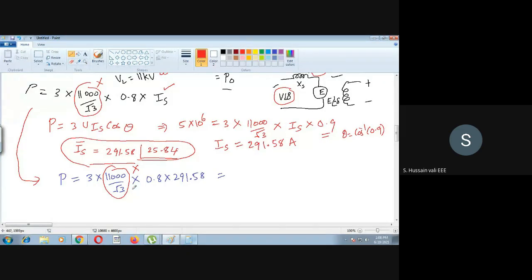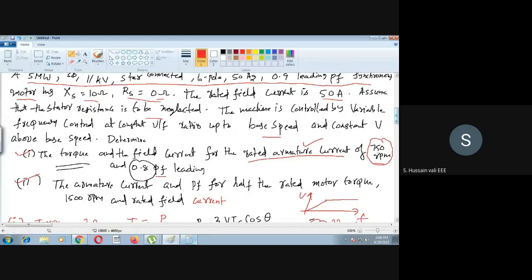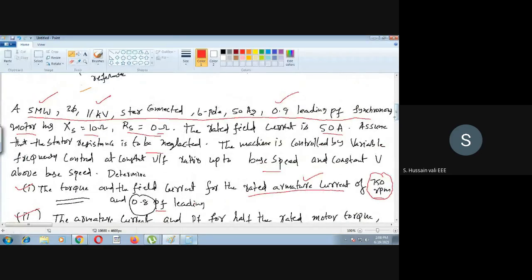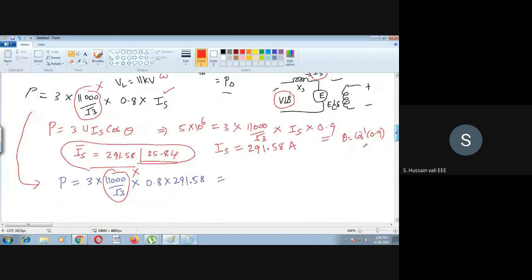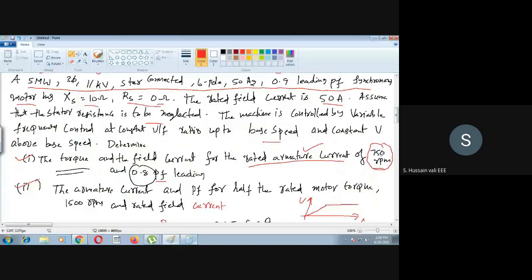What is the difference? See, 750 RPM. First of all, what is the rated speed here? We will take 120 f by P. The rated speed is how much? 120 into 50 by 6, so 1000 RPM. This is the rated speed. But he is not asking at 1000 RPM. It's very important. He is asking at 750 RPM.